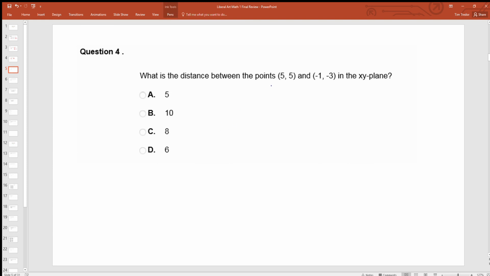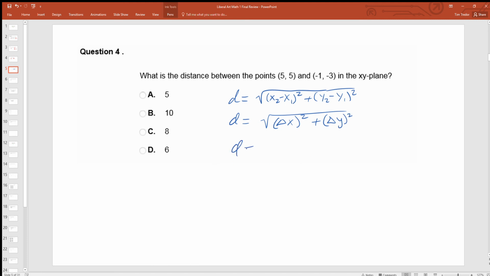Question 4. What is the distance between points 5, 5 and -1, -3 in the xy plane? Okay, so you need to know your distance formula. And the typical distance formula has x sub 2 minus x sub 1 squared plus y sub 2 minus y sub 1 squared, which is fine. I like to think of it as the change in x squared plus the change in y squared. And that makes the formula a little bit easier to remember.